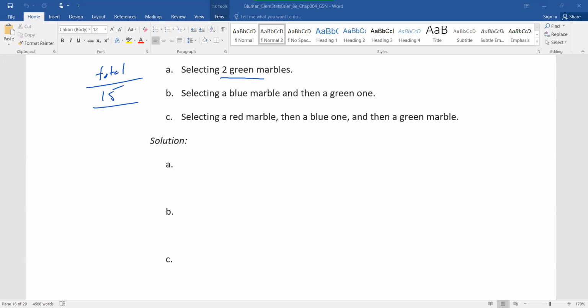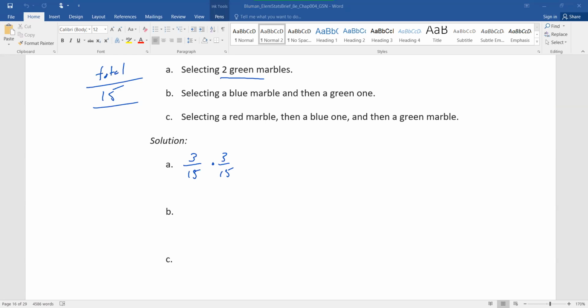Green, right? And how many green ones are there? 3. So that's going to be 3 out of 15. I examine the marble, I put it back in the jar. What's the probability that I get another green marble? Same probability, right? So 3 out of 15.